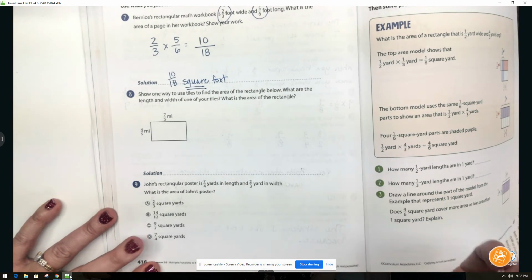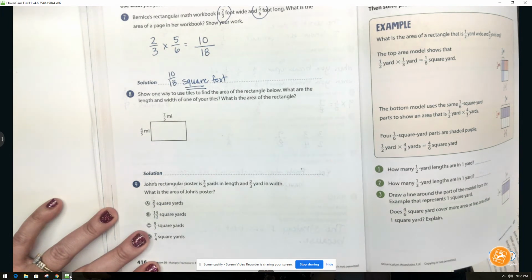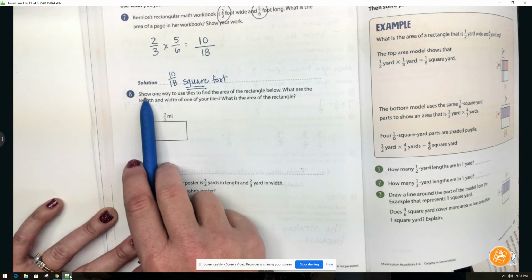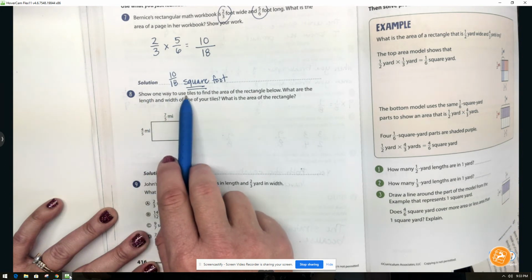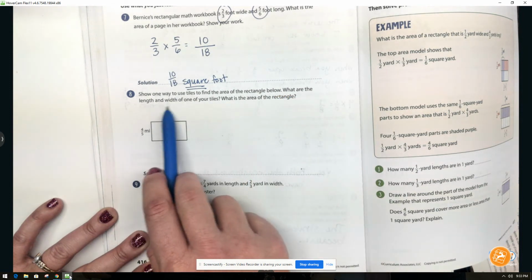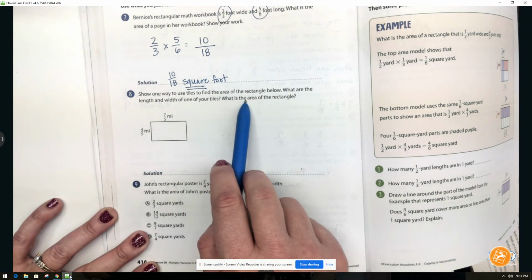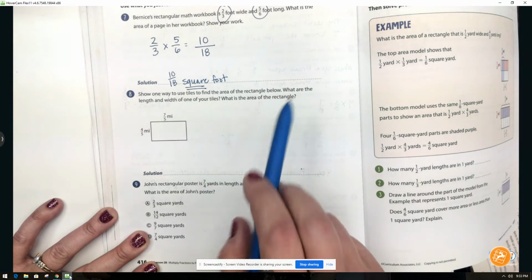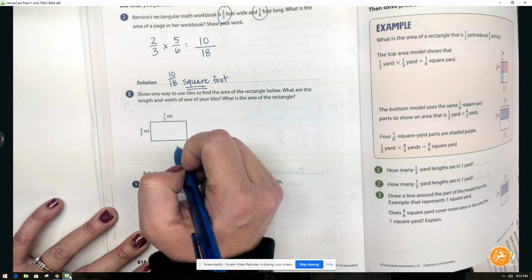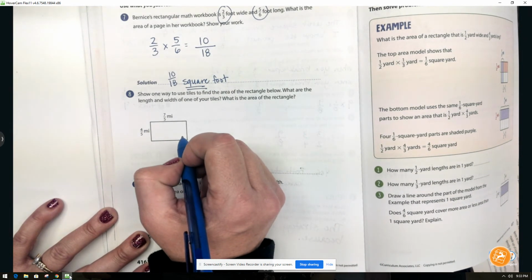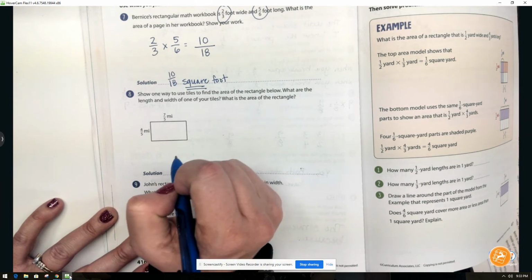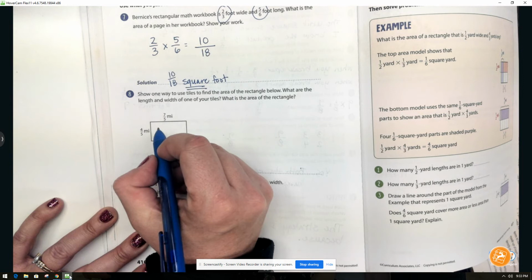Now, number 8 is going to take us a little bit more time because it's not quite as easy as just doing the equation, because we're going to show how to do this. So what we're going to do is show one way to use tiles to find the area of the rectangle below. What are the length and the width of your tiles? What is the area of the rectangle? So I'm not worried about what are the length and the width of our tiles. We'll talk about that, but we're going to go ahead and use tiling as our method.